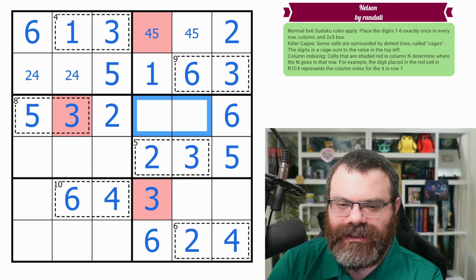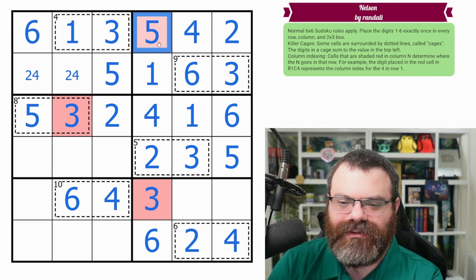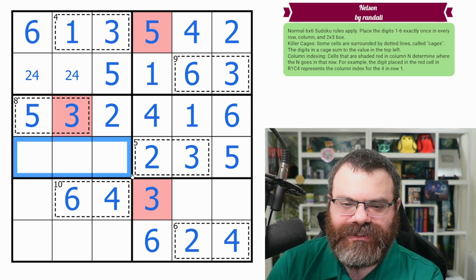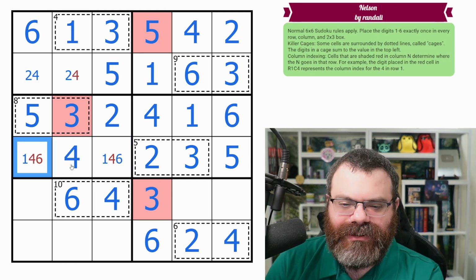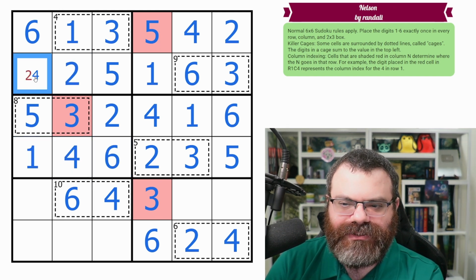All right, what about here? Here we need 1 and 4. So that's our 4, that's our 1. That gives us 5 and 4. That does point at the 4. Very good. Down here we need 1, 4, 6. This cannot be the 1 or the 6, so that's our 4, giving us the 1 and the 6 as well, giving us our 2 and 4.